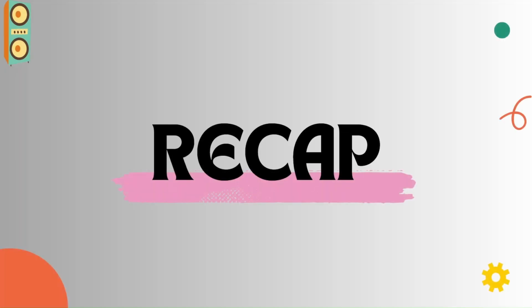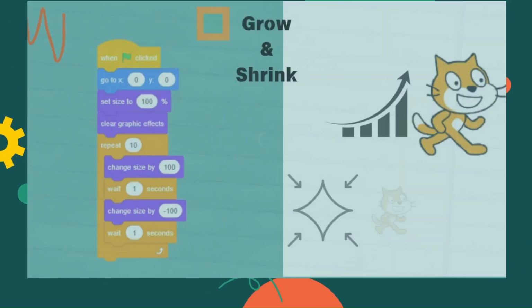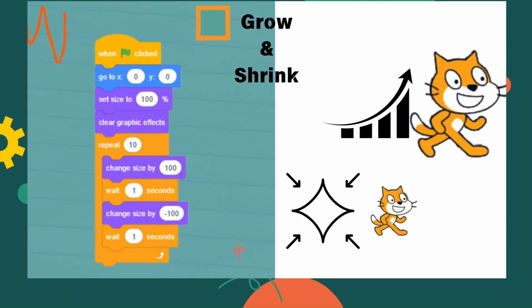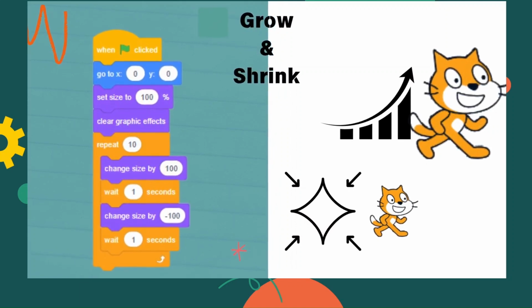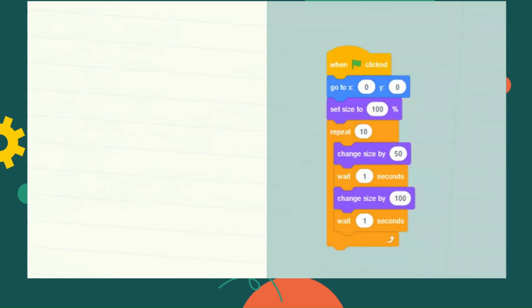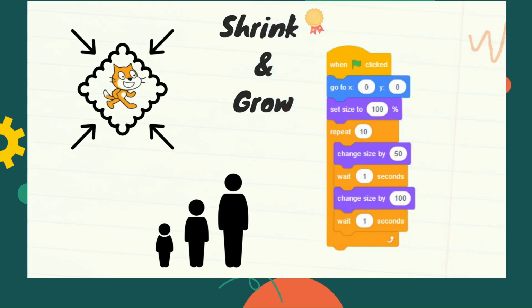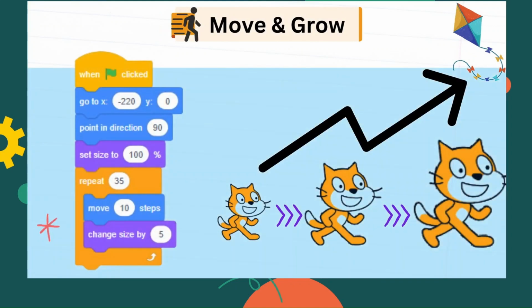So now let us have a recap of what we did in our earlier video. Basically, there we talked about different parts of looks block, right? How we can make our sprite grow and shrink. Then we also saw some different things regarding it. So it was basically what we taught in our last video.